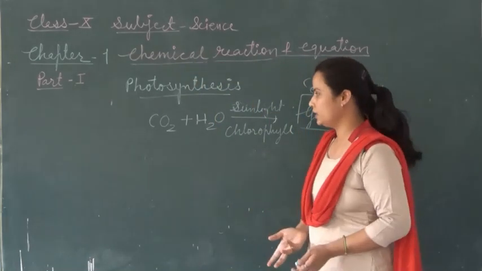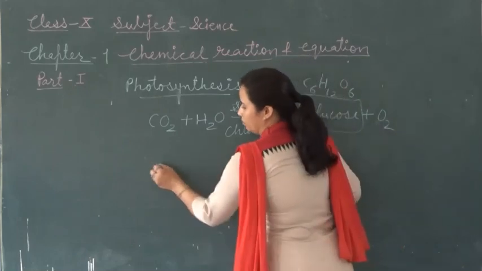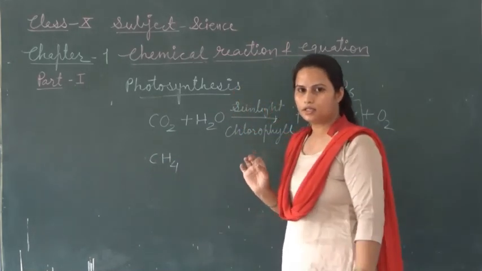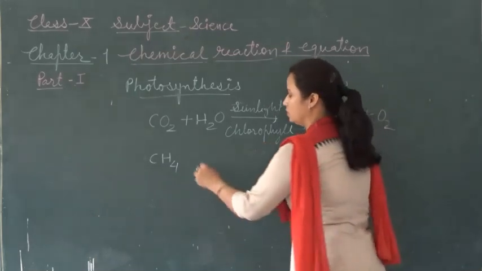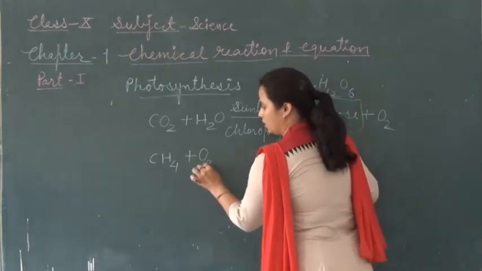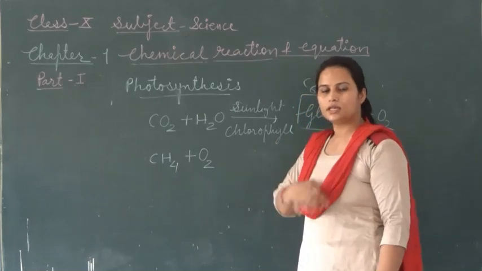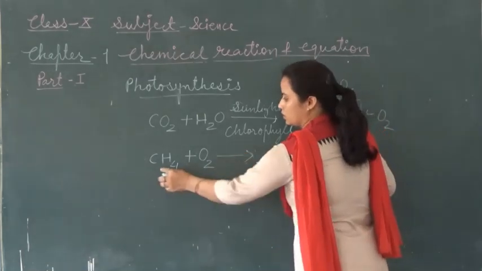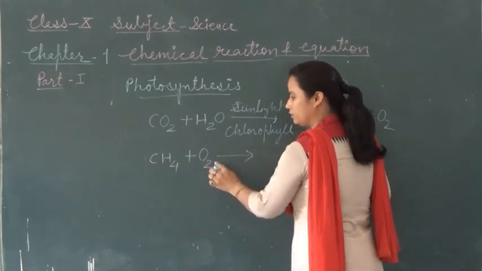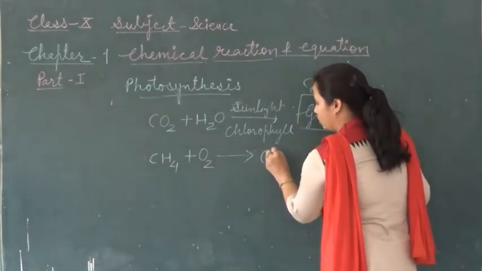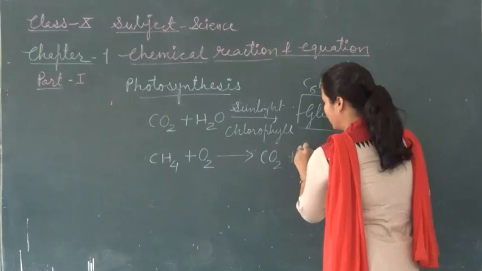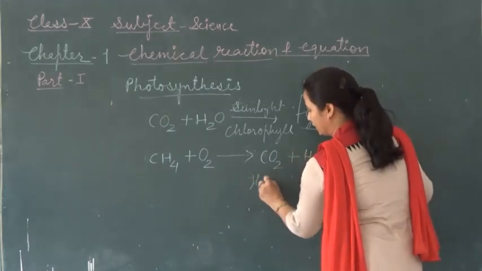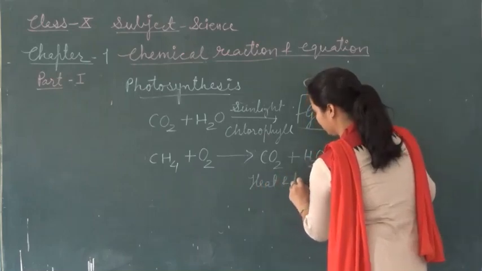Another example is the combustion of methane. CH4, natural gas, is called methane. It is a burning process, a combustion process, in which CH4 natural gas methane burns with oxygen and forms CO2 and H2O, and it produces a high amount of heat and light energy.